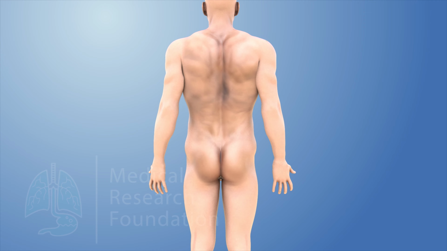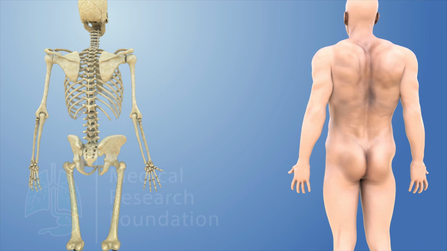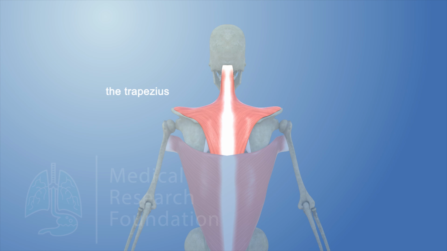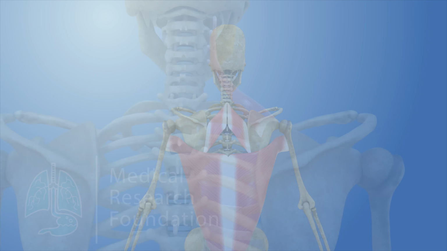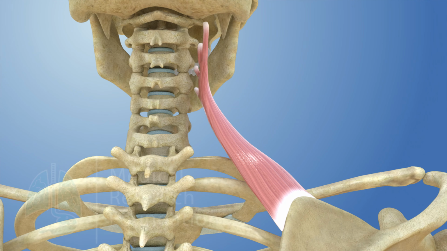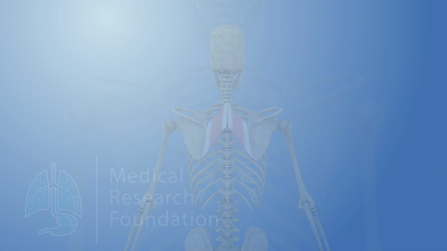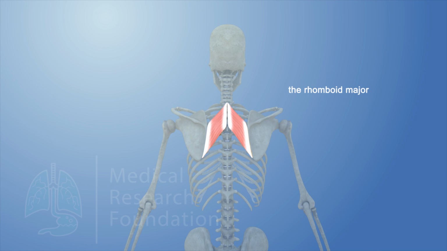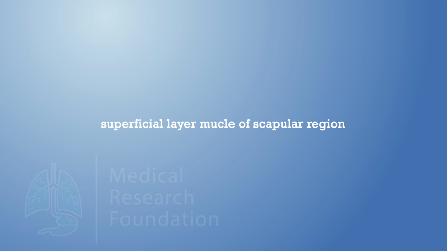Features. Muscles connecting the upper limb with the vertebral column are the trapezius, the latissimus dorsi, the levator scapulae, the rhomboid minor, and the rhomboid major. Superficial layer muscles of the scapular region.